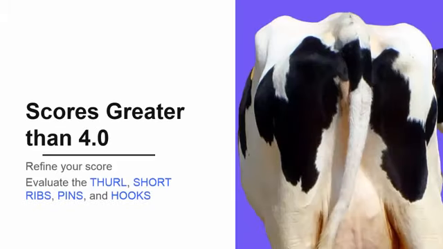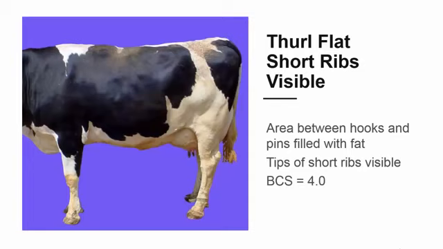When we left off, we had a cow with a score of over 4. Let's refine that by evaluating the thurl, short ribs, pins, and hooks. The score will increase as more of these parts are covered with fat. The area between the hooks and pins is the first of these landmarks to fill in with fat. So in all cows with a score over 4, the thurl area appears flat.